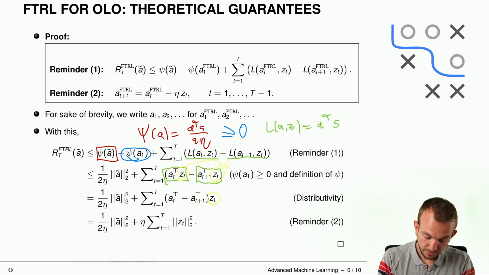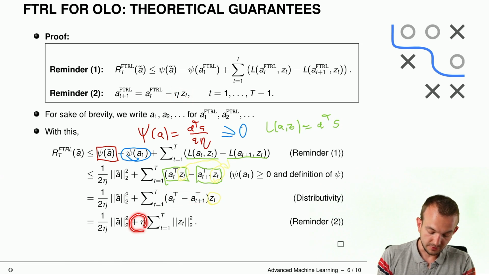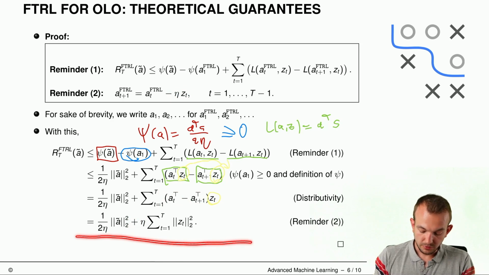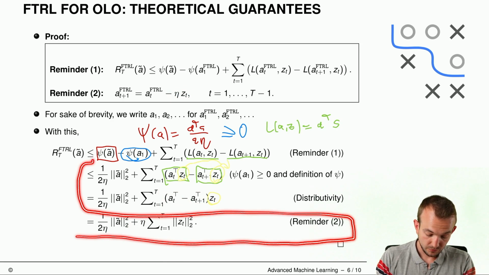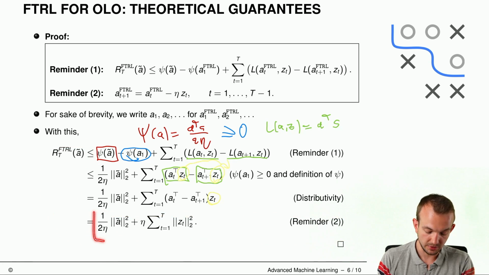Also, here we have the difference the other way around, so the minus is in fact the plus. So we have here a_t minus a_t, but it's the other way around, so that we have here the plus. And this is what we wanted to show. This is the claim we had: the regret of the follow the regularized leader algorithm with respect to some competing action A tilde for a time horizon capital T is bounded by these two terms.